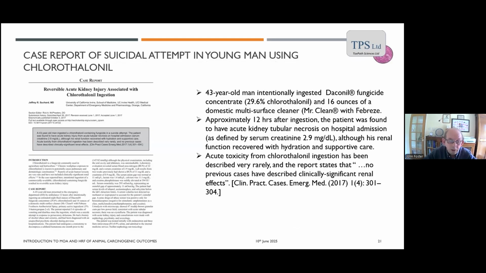So I said there wasn't an awful lot of direct human evidence, but there is a case study, and this appeared in 2017 here. It was a 43-year-old man who ingested Daconil. The fungicide contains 30% chlorothalonil, and about 12 hours after ingestion, the patient had acute renal necrosis, although the function recovered. Acute toxicity, this is a conclusion from this case report, is described very rarely. No previous cases have been described.